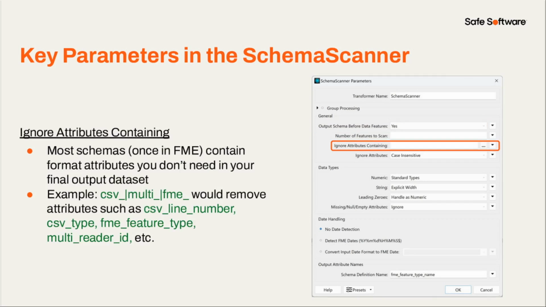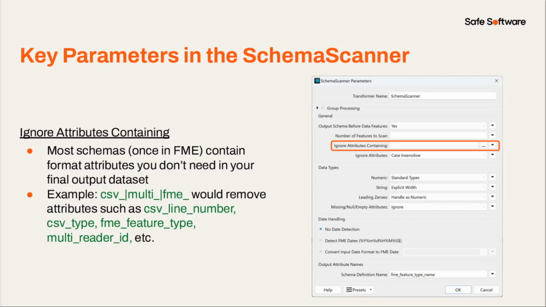We also have the ignore attributes containing parameter. This is a very useful parameter, not only for cleaning up your schema and maybe doing some bulk attribute removal, but it's also useful for removing any format attributes. When the schema scanner scans the schema of your features, it's going to be picking up everything. That includes those format attributes. When you go into FME and observe your schema, if you're reading in a CSV data set, you might see CSV line number. And if it's a file geodatabase, you might see format attributes relative to that.